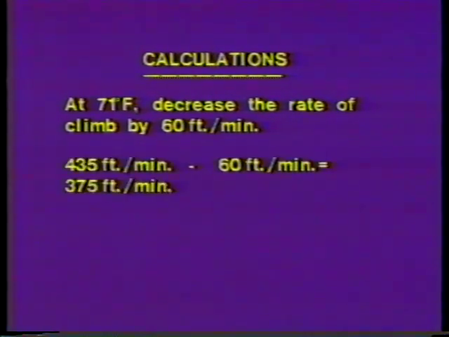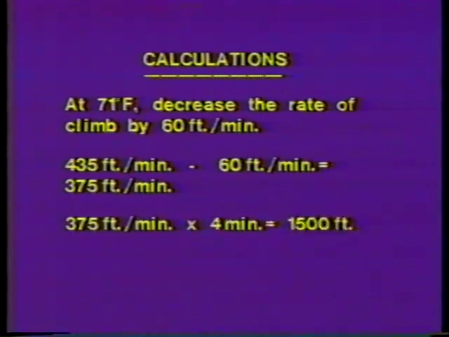The outside air temperature is 30 degrees higher than standard. You should decrease the rate of climb by 60 feet per minute. Thus, the rate of climb is reduced and is 375 feet per minute rather than 435 feet per minute. Finally, to figure the gain in altitude in 4 minutes, multiply 4 times 375 to get a 1,500-foot increase in altitude.